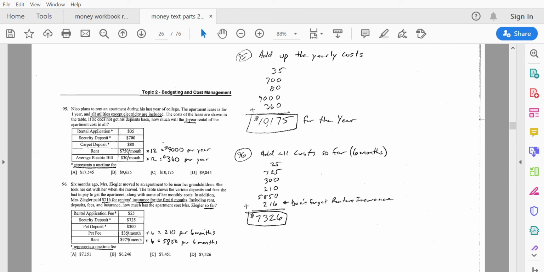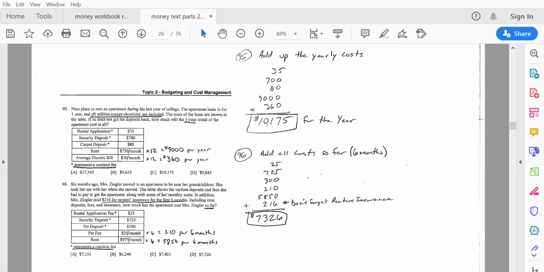And now again, just like we did in number 95, you take these 5 costs that we have over here, we add them up. Now I just said we take these 5 costs, but you can see I have 6 numbers in there. Easy mistake here is that it's not in the chart, but the problem says she paid $216 for renter's insurance for the first 6 months. Now that's again a one-time fee. The $216 lasts for 6 months. It's not $216 per month.